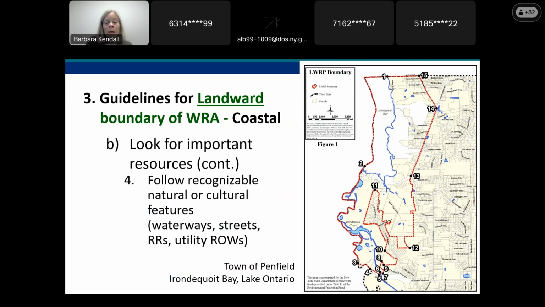Then some recommendations and guidelines for how to draw that boundary so that it's easier for implementation of the LWRP and the review of projects. So follow those roads or railroads, utility right-of-ways, or if it's a small village, could be the municipal boundary. So here in the town of Penfield, up on Lake Ontario, they followed the major roadways. The red line there is their waterfront revitalization area, which follows roadways to be able to be more easily implemented.